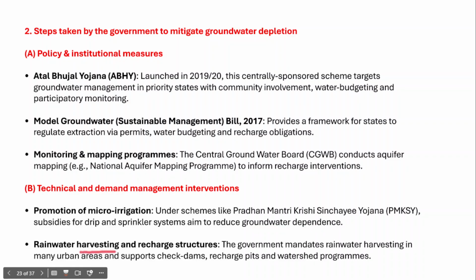And then we have to talk about rainwater harvesting and the recharge structures as well, right? As we have just understood, the water tables have been declining at a faster pace. Therefore, there is a need for rainwater harvesting in urban areas. Because of rainwater harvesting, consumers can use the water, and it will also help recharge the groundwater in urban areas and supports check dams, recharge pits and watershed programs. So by all these interventions, it will help recharge the existing aquifers, right?